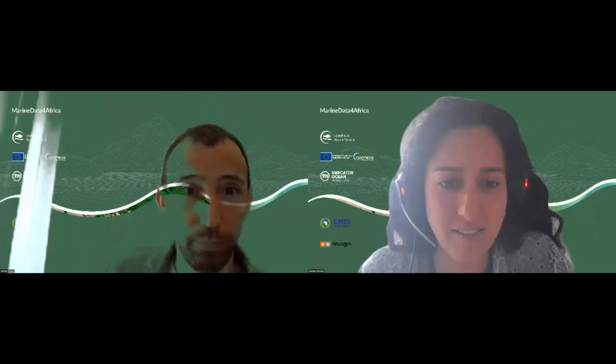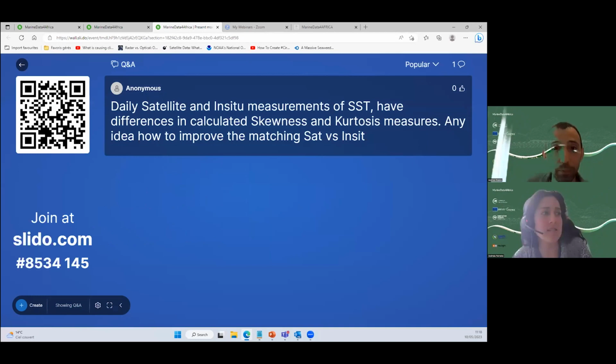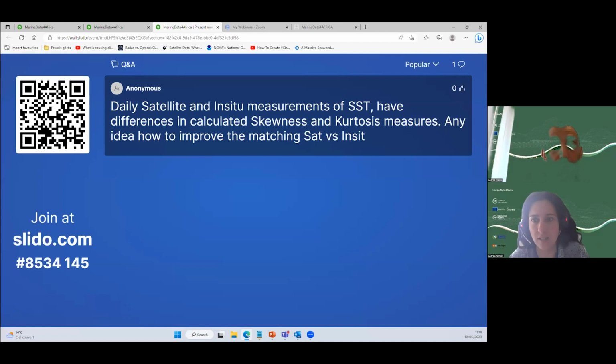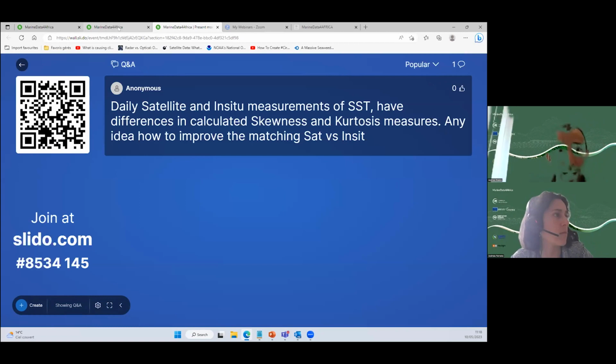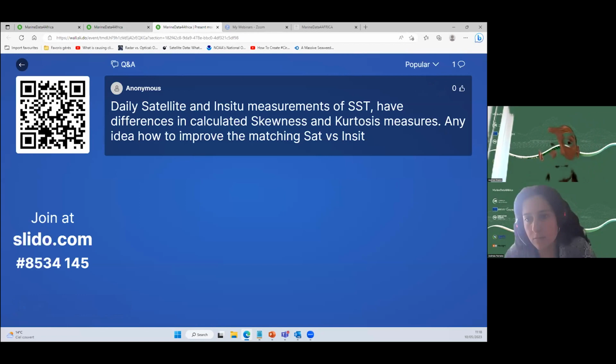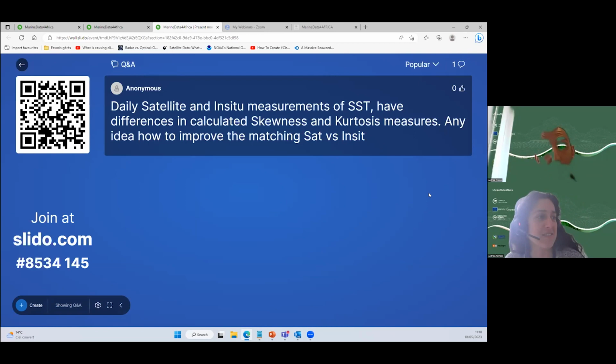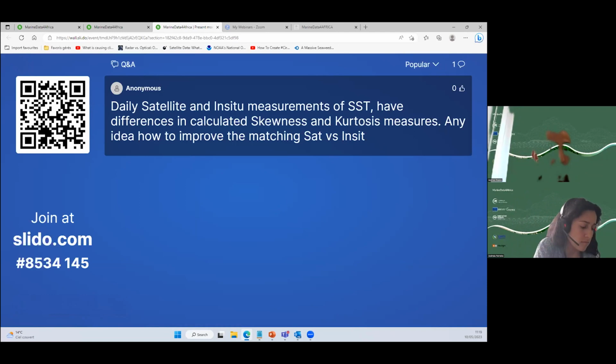And the question I have for you is: daily satellite and in-situ measurements of sea surface temperature have differences in calculated skewness and kurtosis measures. Any idea how to improve the matching of satellite data versus in-situ data? I do not understand the question very well. I can say that most of the SST data are based on satellite data only, so no in situ measurements are used. Okay, so I guess in situ data are used mainly for validation purposes.